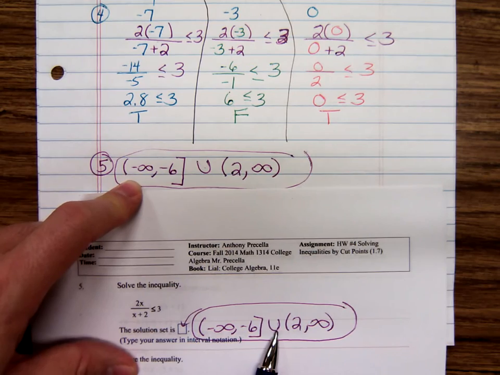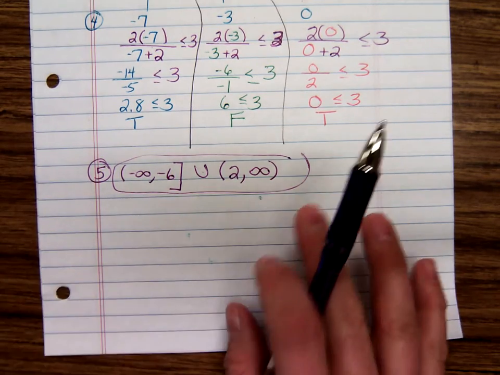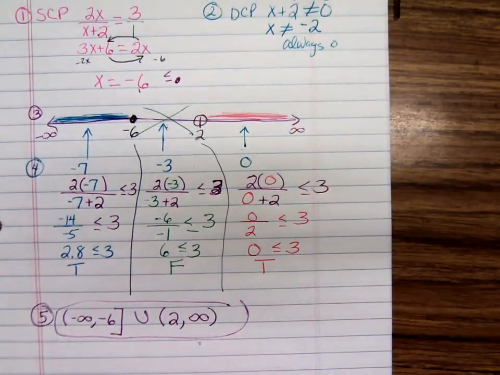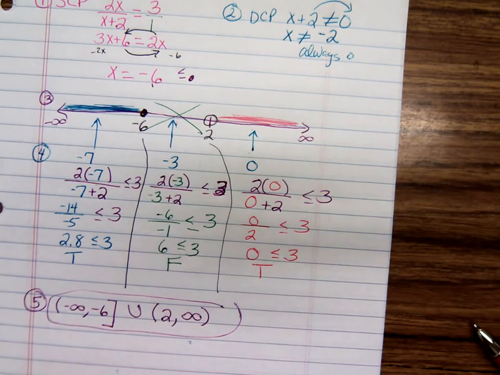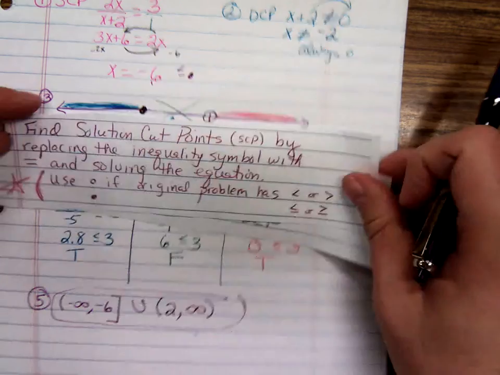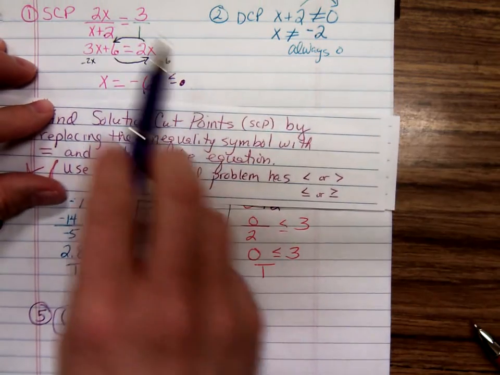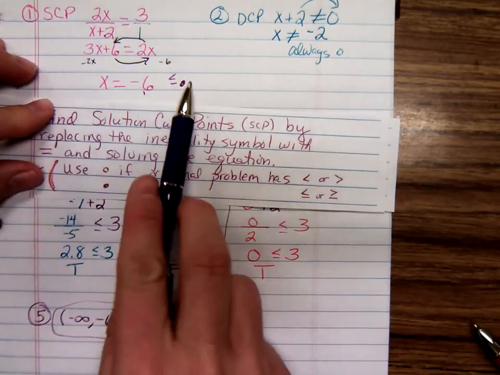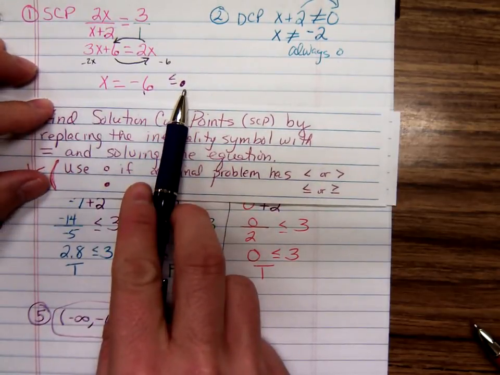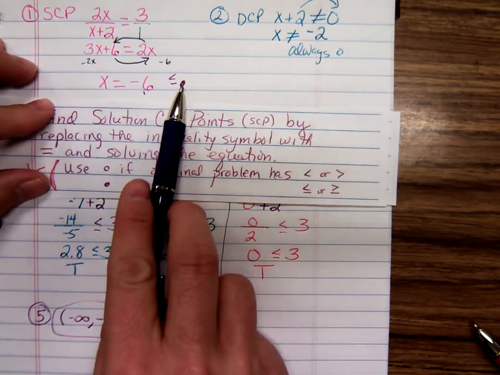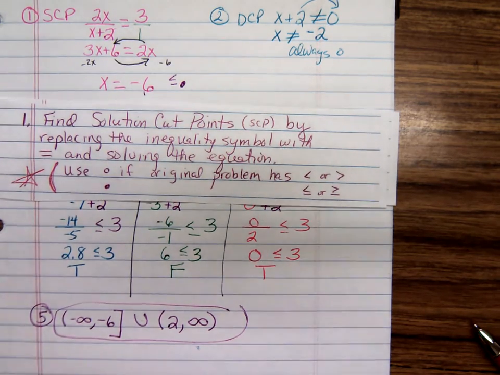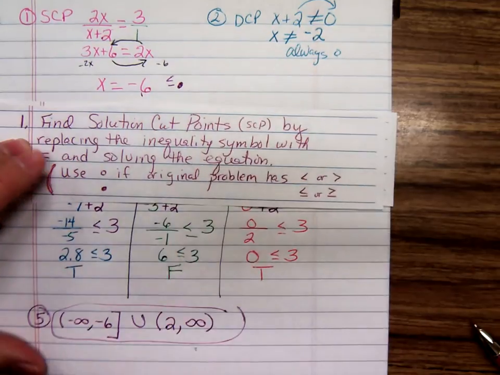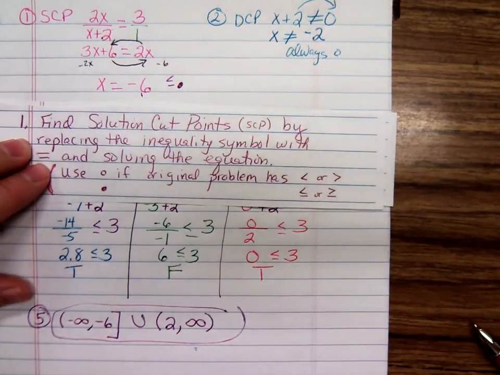Now, maybe right now is a good time to try to justify why I say things like, for the solution cut points, look up here to decide between open and closed circles. If you're not interested in why, then fast forward past this. But a closed circle means you want to include that number as a solution. It makes the statement true.